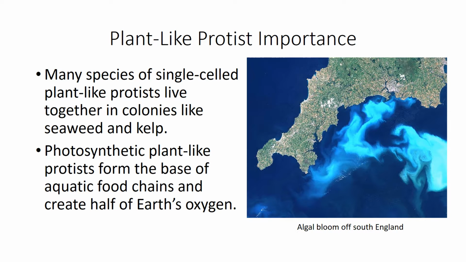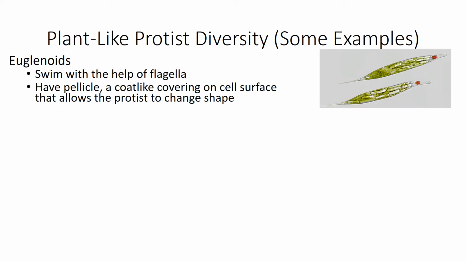These photosynthetic plant-like protists form the base of aquatic food chains, and this is huge, they create half of the Earth's oxygen. They're very important producers in the food chain. So some examples to give us a look at the diversity.